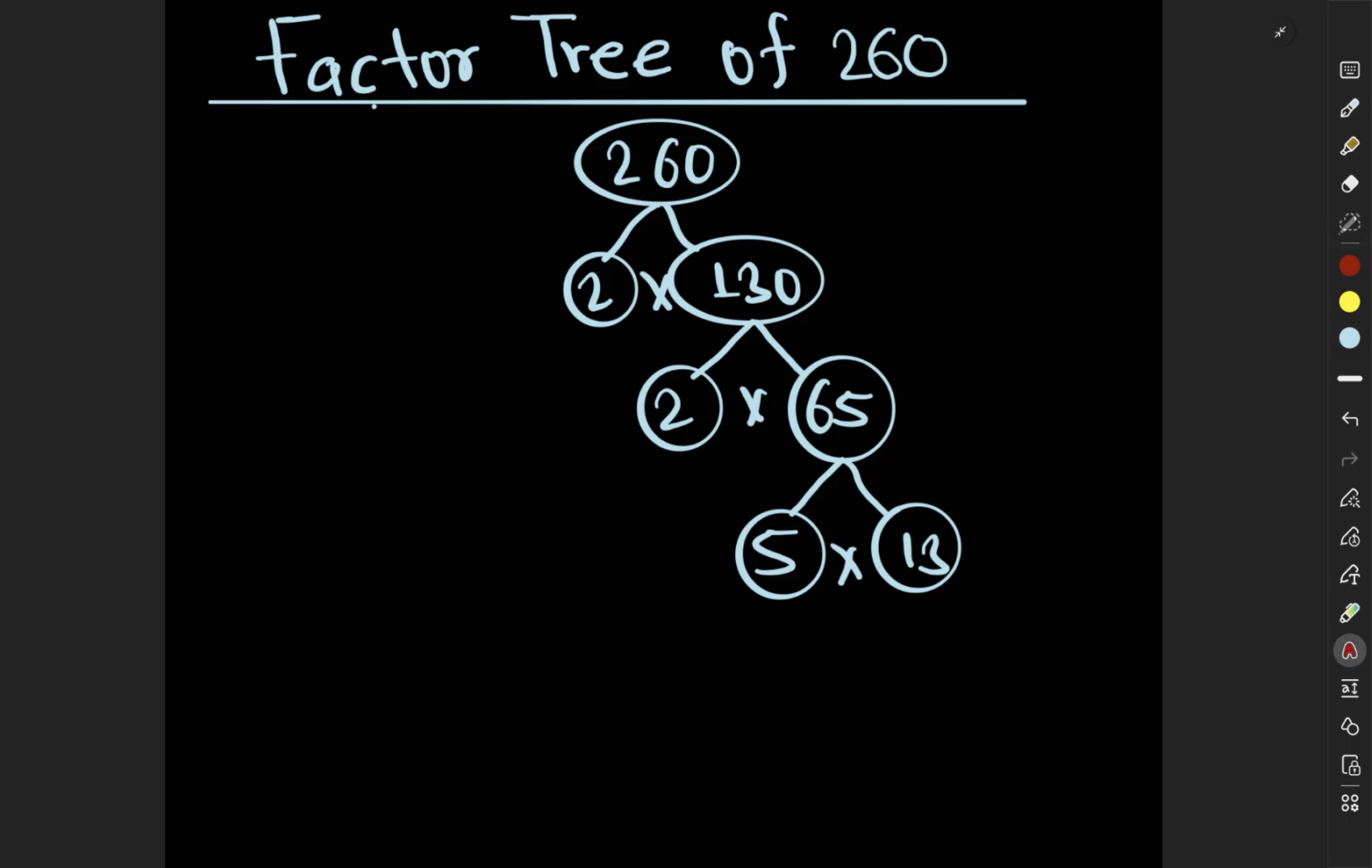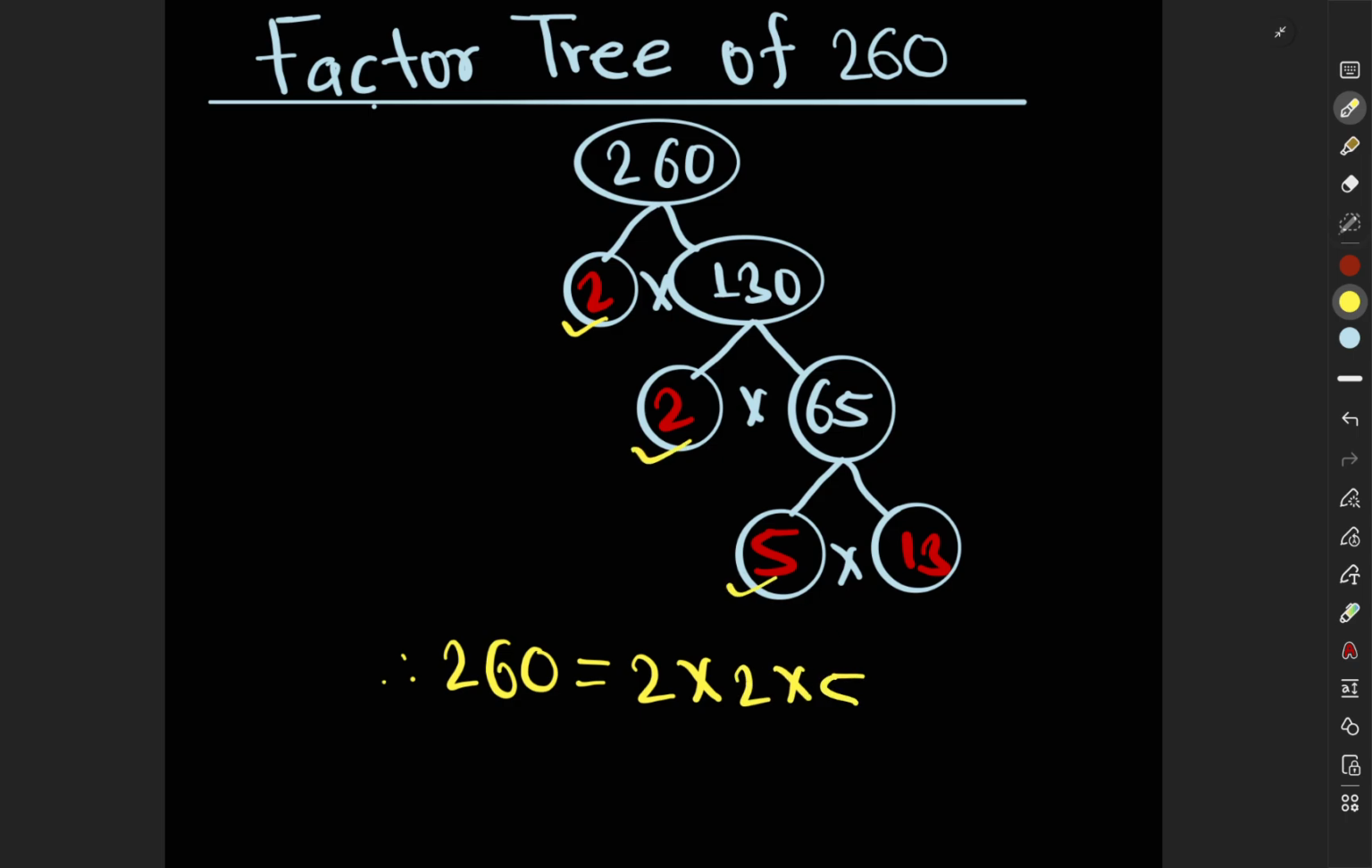So now we select the prime numbers in all these numbers. So the prime numbers are 13, 5, 2 and 2. So we can write 260 as the product of all these prime numbers, that is 2 times 2 times 5 times 13.